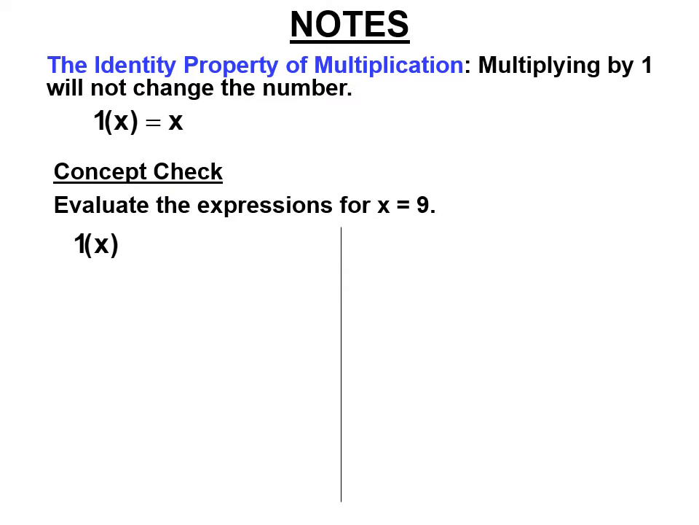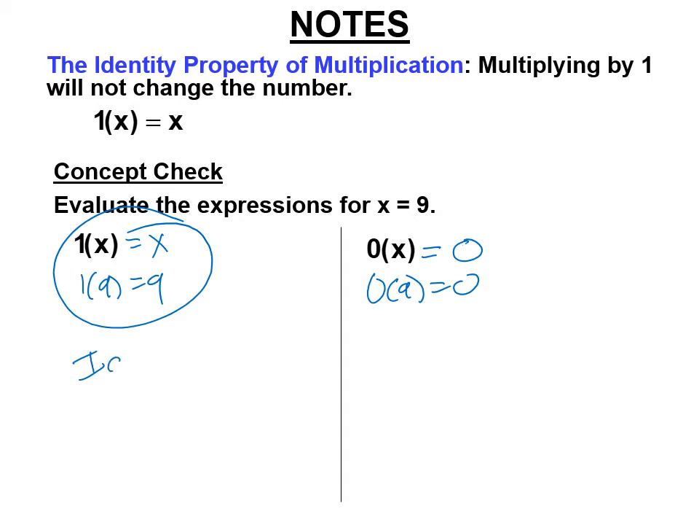Right, the identity property of multiplication says if you multiply by 1, it won't change the number. So 1 times x is x. We know that, right? So 1 times 9 is 9. Identity property. Now what's 0 times x? Well, 0 times 9 would be 0. So 0 times x is 0. So this one is called the identity property. All right.